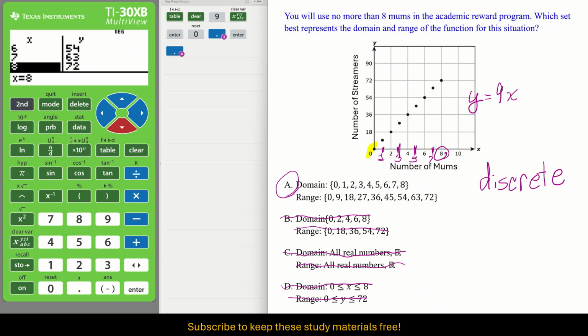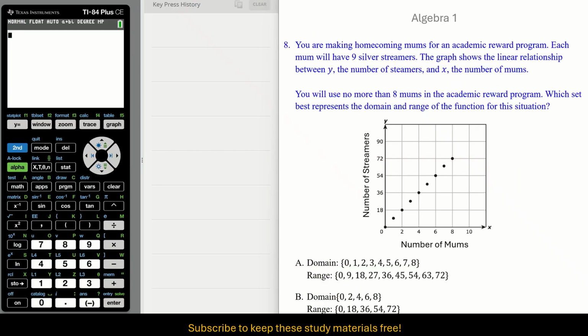Okay. All right, now let's try another calculator. For number 8, yes, we could solve it simply by using the graph that's given to us. But the purpose here is to recreate it using the TI-84. And remember that this information, because we have dots and the situation itself, tells us that it is discrete, meaning we don't have half a mum or part of a mum, and we don't have part of the streamers. Everything is in whole numbers because that would only be proper.